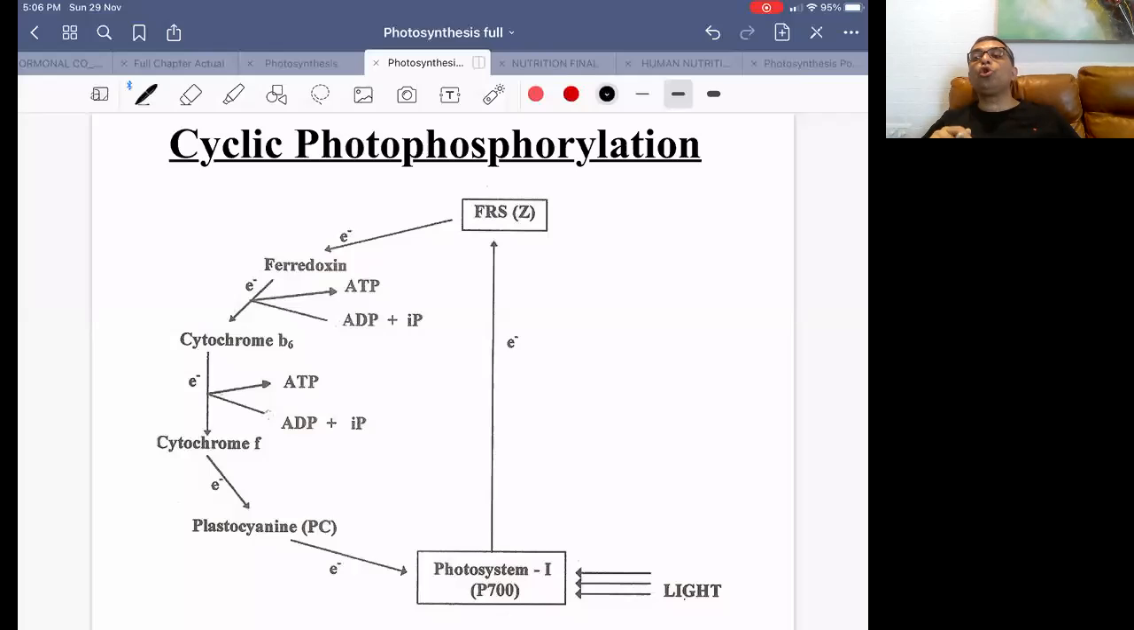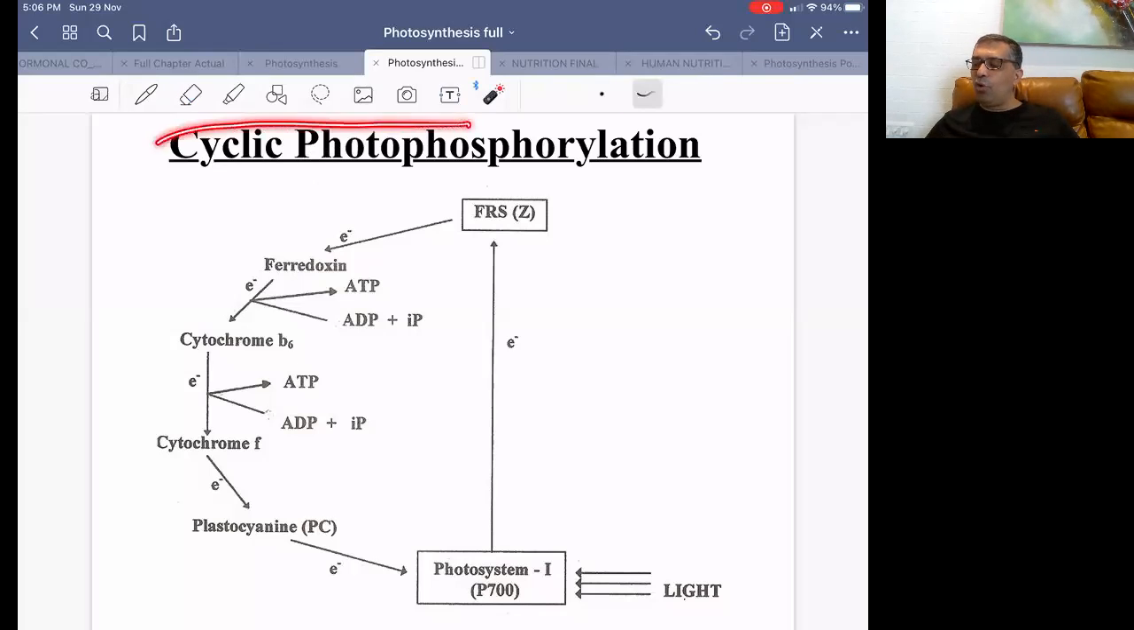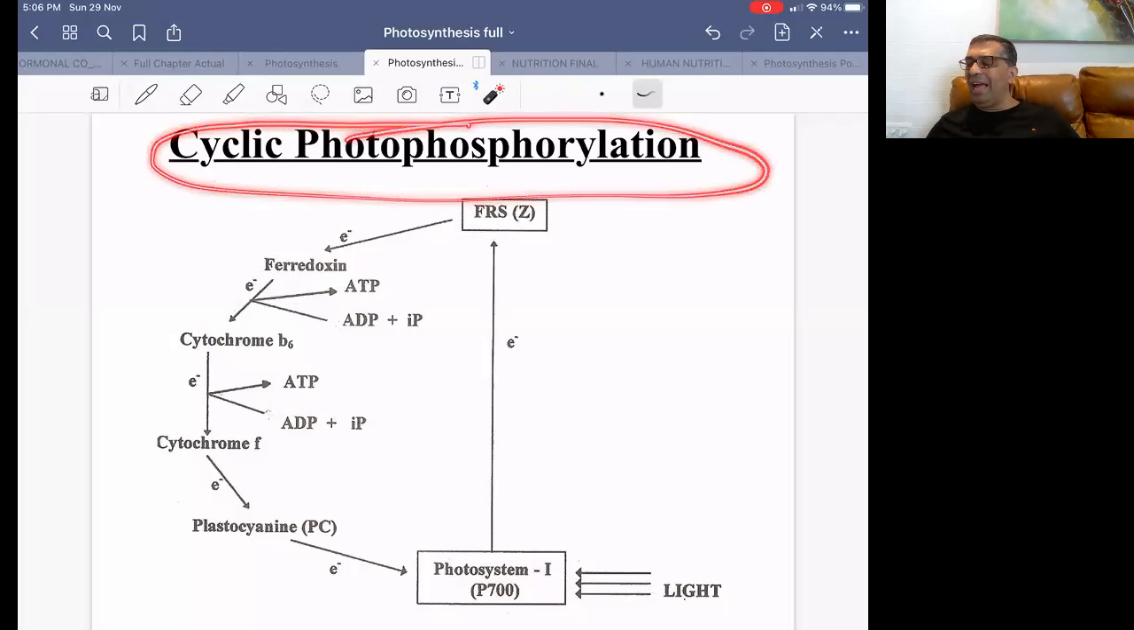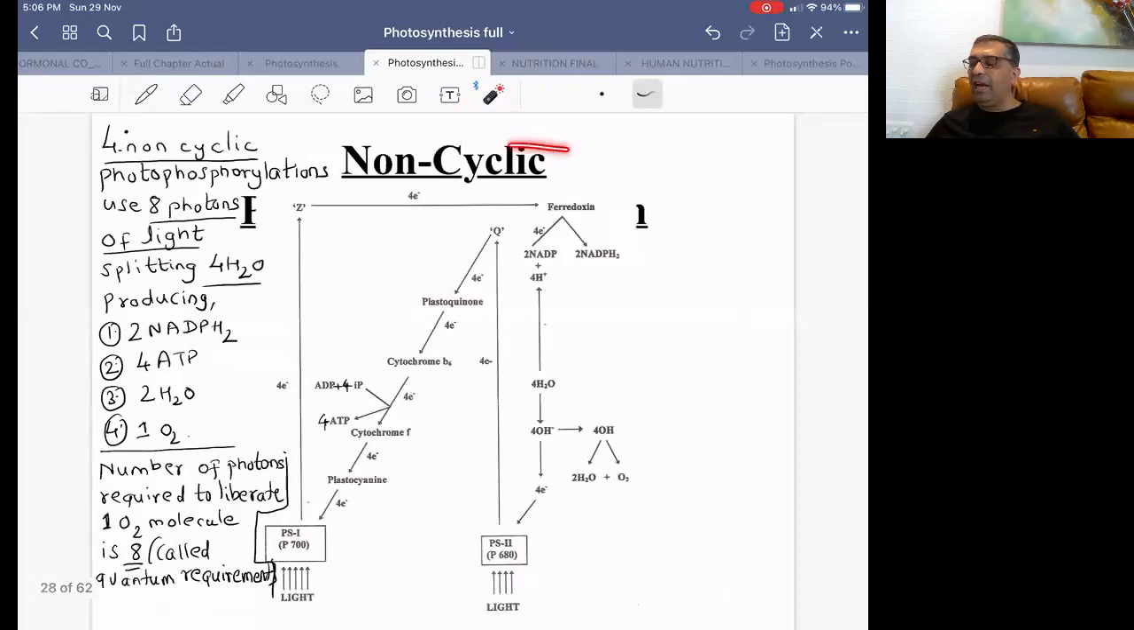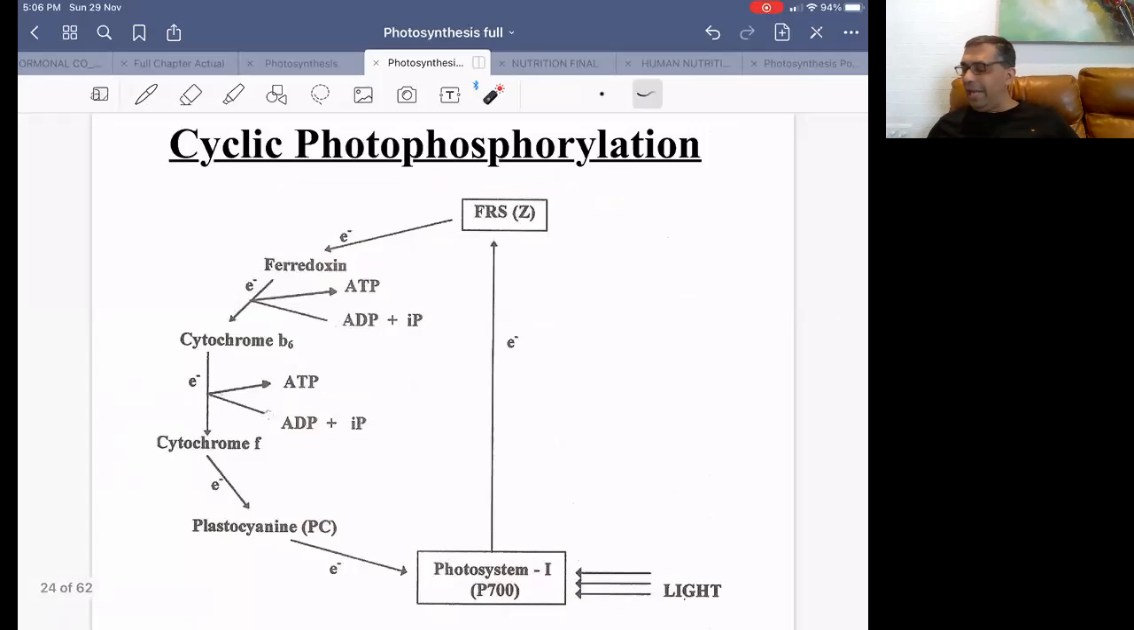Light reactions, I'm sure you remember, are of two types: cyclic and non-cyclic photophosphorylation. You have cyclic photophosphorylation, and then we have non-cyclic photophosphorylation. So these are two types. Where does cyclic photophosphorylation take place? In PS1, photosystem 1, which is called P700.